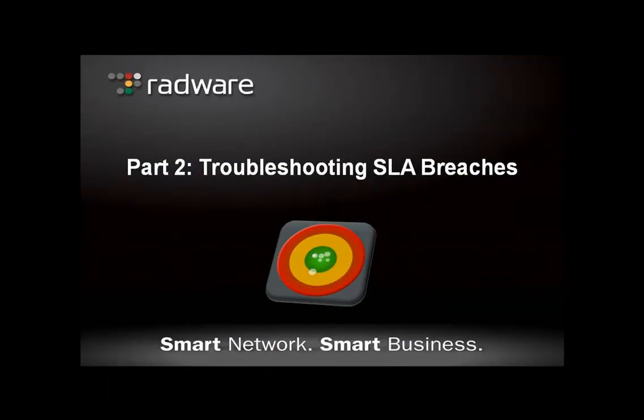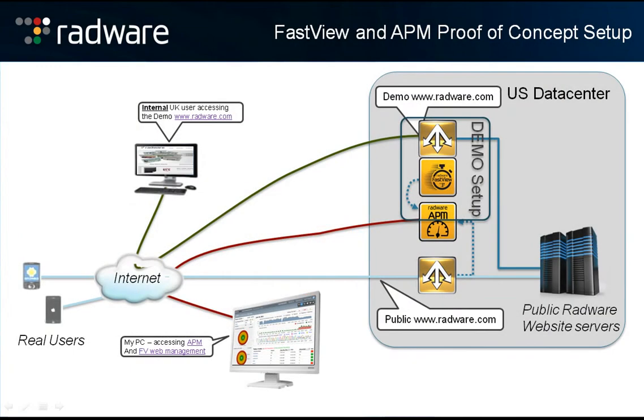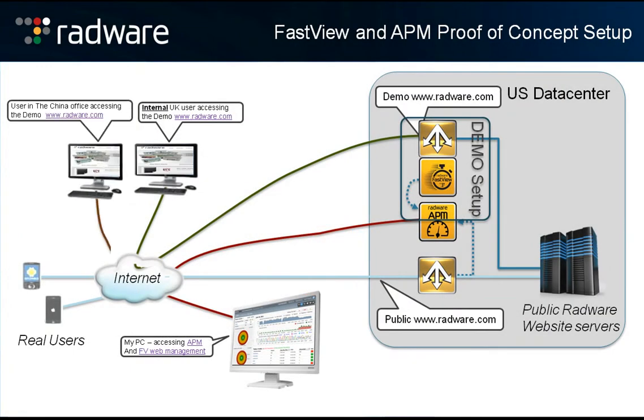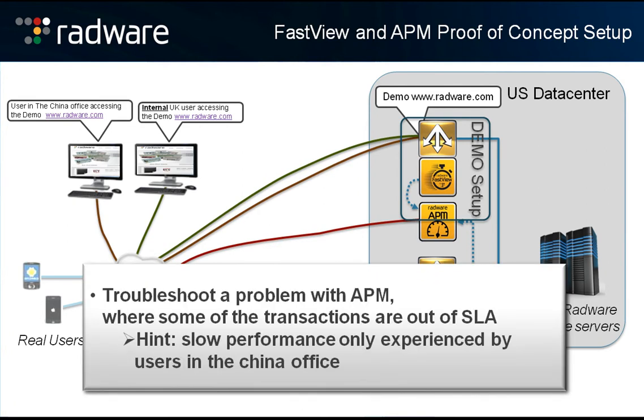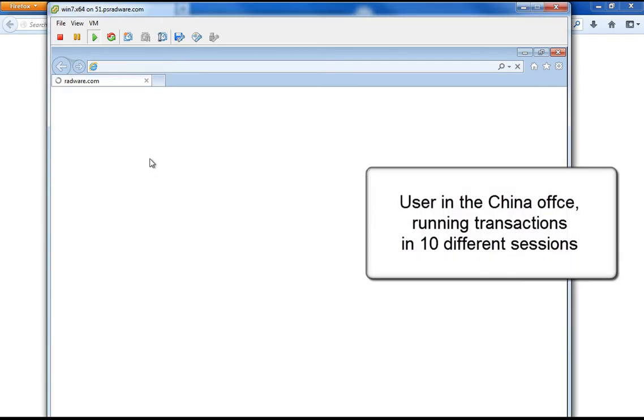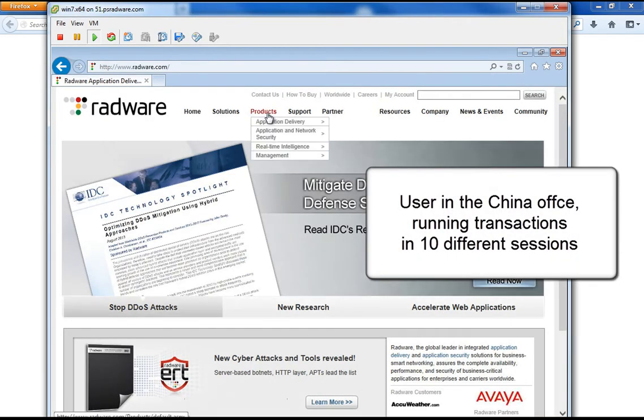Moving to the second part of the demo, I would like to show how the APM tool can be used to debug applications that exceed the SLA. However, to make things more realistic, let's add another user in a different location, so that now we'll have one internal user in Tel Aviv and another one in our China office. Now let's see one transaction through 10 different sessions from each of those locations.